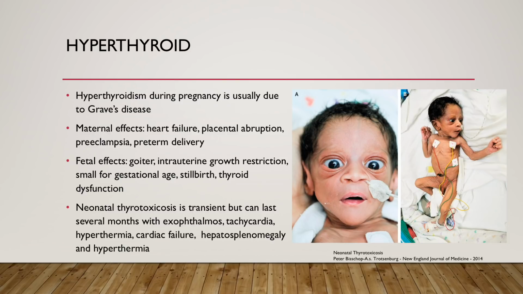It's usually transient but can last several months, and the newborn will have exophthalmos, which is large, protruding eyes, tachycardia, hyperthermia, cardiac failure, and hepatosplenomegaly. So an example of neonatal thyrotoxicosis can be seen in the pictures on the right.